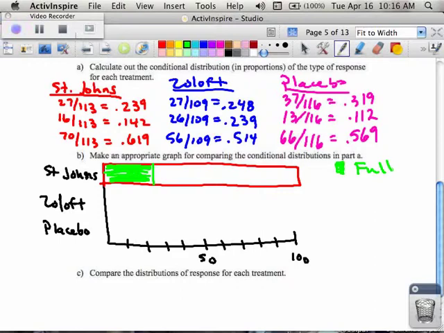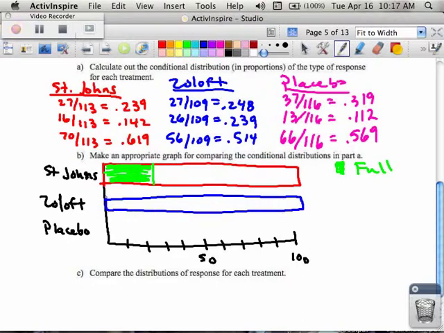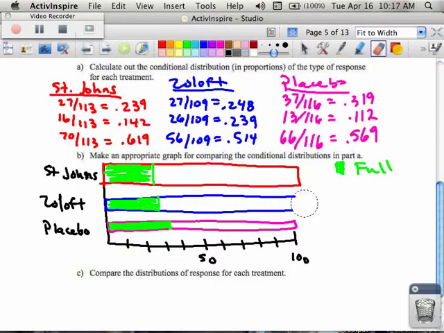If I was doing this for Zoloft, Zoloft had roughly the same, just under 25. So here's Zoloft. And for the placebo, the placebo had 32%, so maybe somewhere right around here. It looks like I went too far with those other ones, so let me just fix this a little bit, sorry.